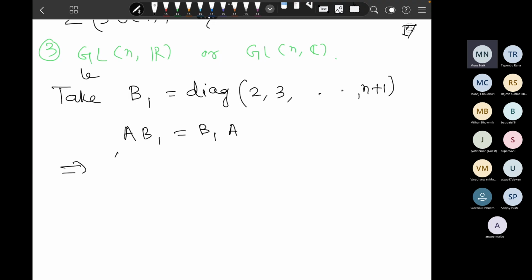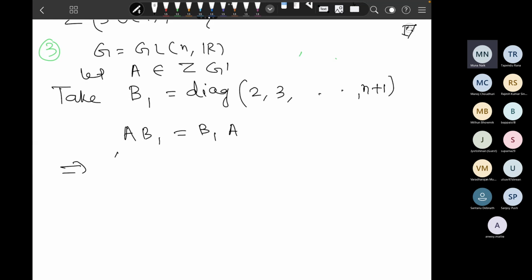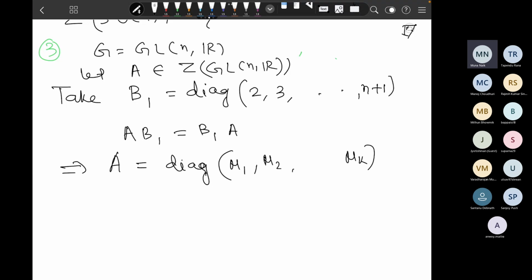If you use this fact that AB1 is equal to B1A, let A belong to Z of GLNR. So first consider GLNR. AB1 is equal to B1A. That will give you A is equal to diagonal of mu1, mu2, mu n, with mu I belongs to R. This is an important thing. Here this mu I will belong to R because this element is diagonalizable over R.